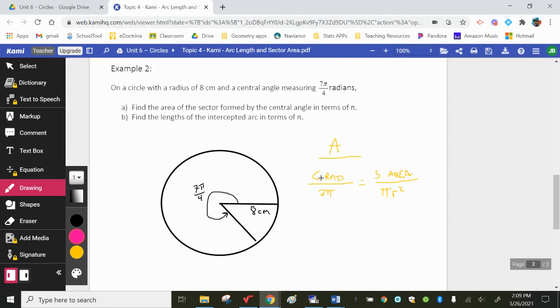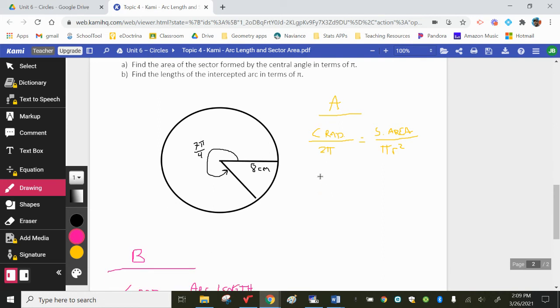So I set up my equation as my angle measured in radians out of 2 pi radians is equal to my sector area out of pi r squared. That's the entire area for the circle. So now I'm just going to substitute and say my angle measured in radians is 7 pi over 4. Divide that by 2 pi is equal to my sector area. That's what I'm looking for. So that's my unknown. Divided by pi r squared. So it's pi times the radius length 8 squared.